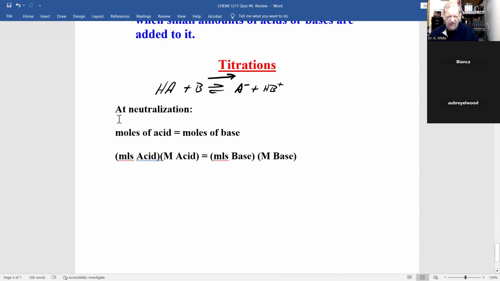At neutralization, moles of acid equal moles of base. These are all reacted. And for a monoprotic acid and base, which is all we're doing in this class, I have the equation milliliters of acid times molarity of acid equals milliliters of base times molarity of base.